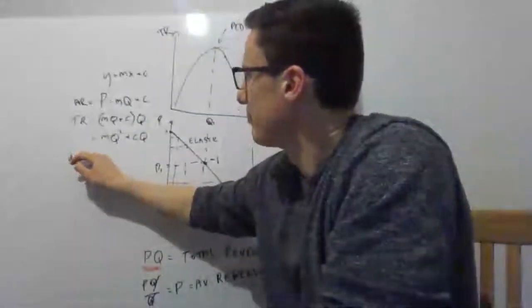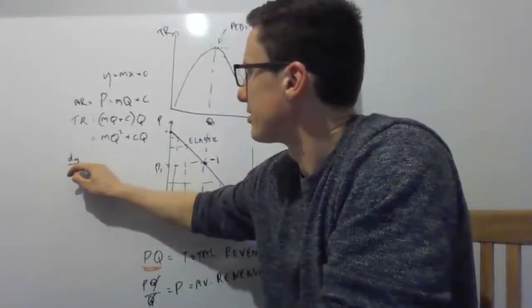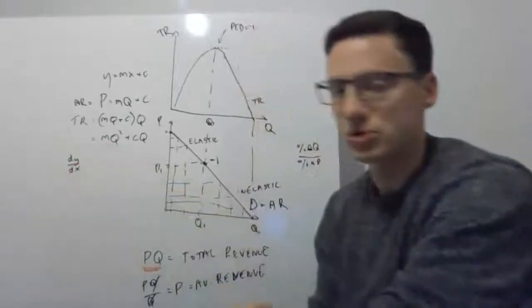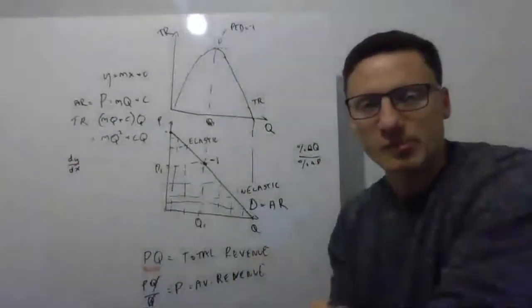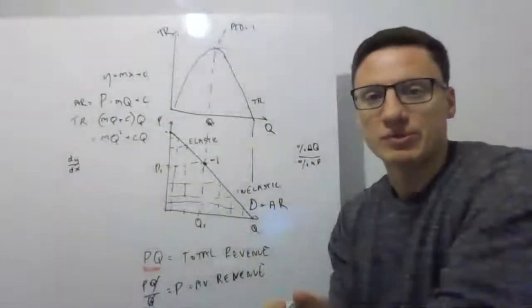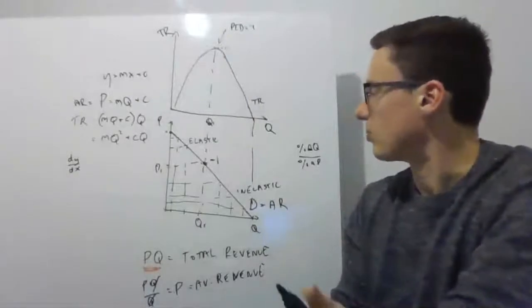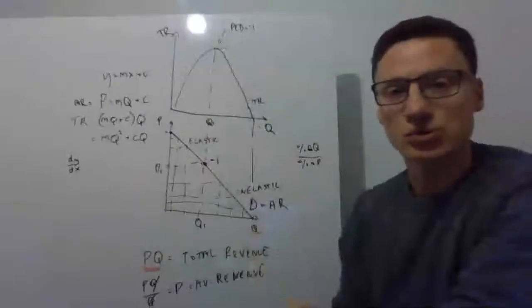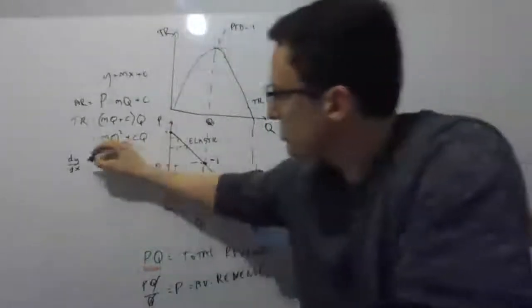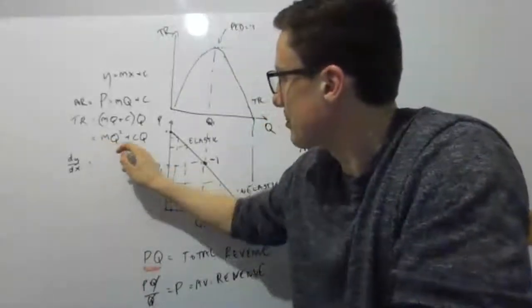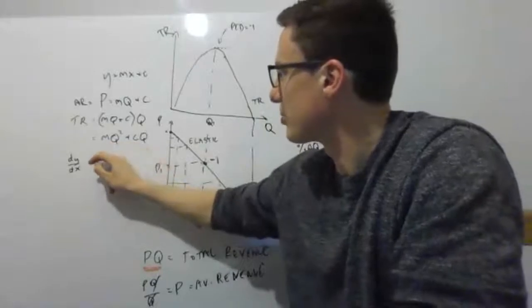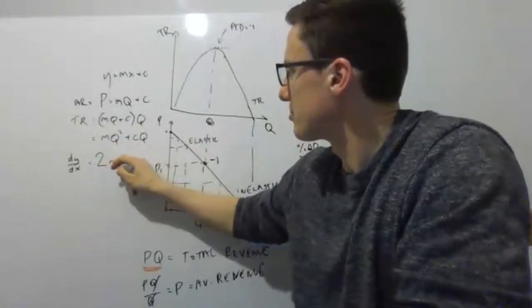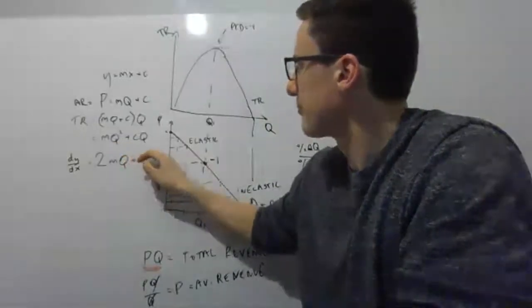Marginal revenue then is the derivative of total revenue. And again, this might be more familiar to some of you than others. But essentially, what that's saying is marginal revenue is simply the gradient of total revenue. Those of you that are familiar with it, you should be happy to differentiate that. What you come up with is 2MQ plus C.